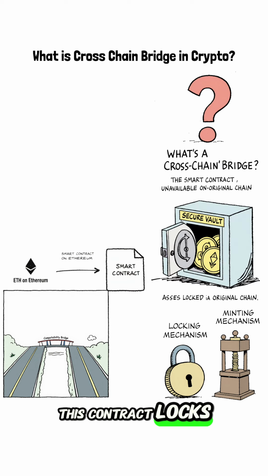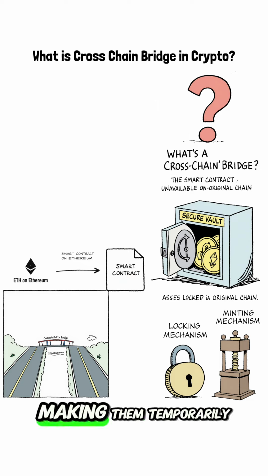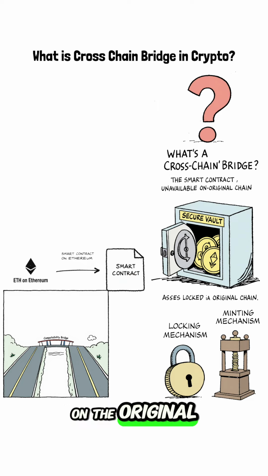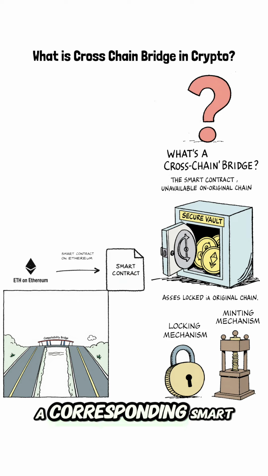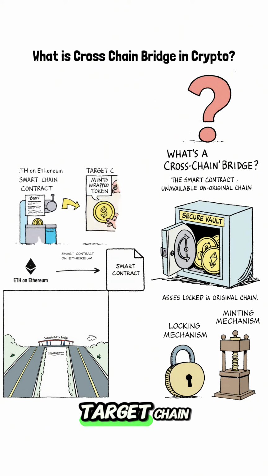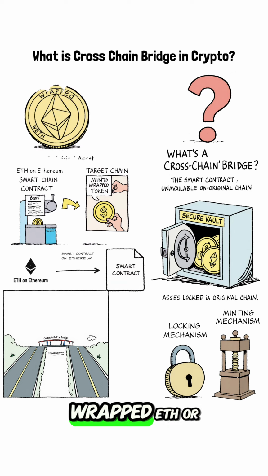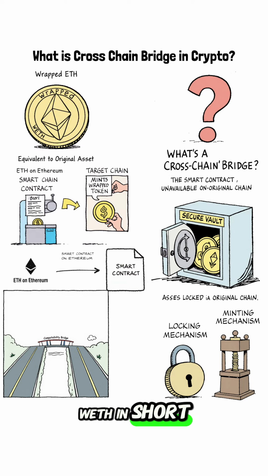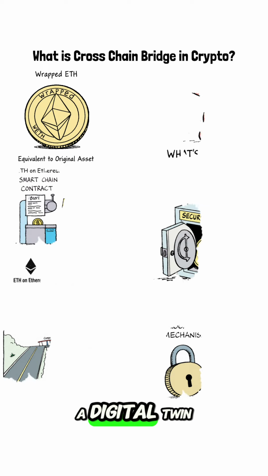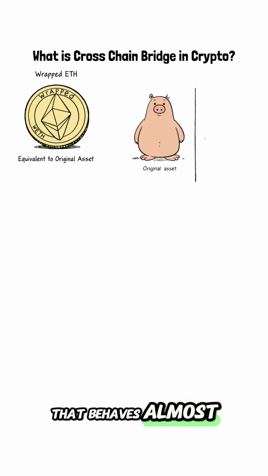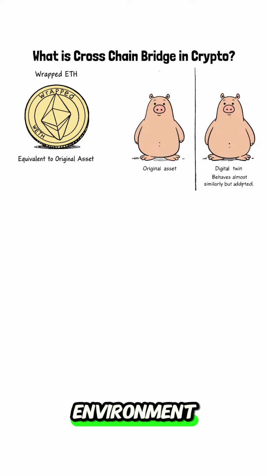This contract locks your assets in a secure vault, making them temporarily unavailable on the original chain, the Ethereum chain. In return, a corresponding smart contract on the target chain mints an equivalent wrapped token, for example, wrapped ETH or WETH in short, which you can use freely on that new network. It's like creating a digital twin of your asset that behaves almost identically but is adapted to the new environment.